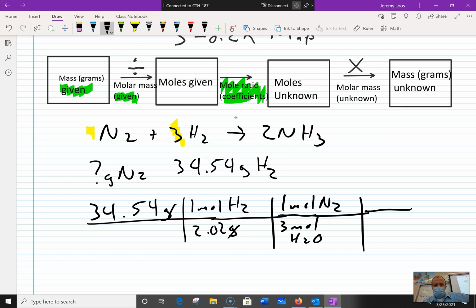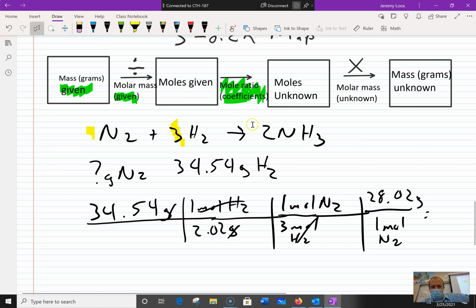From here, moles, whoops, that's not moles H2O, it's moles hydrogen. Moles hydrogen cancels out, which is what we want to have happen. Now I'm in the moles of my new thing, my unknown thing, which is nitrogen. I'm going to use nitrogen's mass. I'm always going to use 1 mole in these first and last steps, it's always 1 mole. And so that should solve this problem.